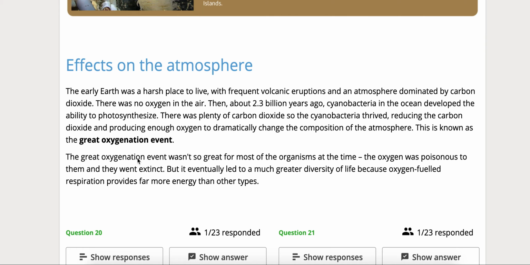The Great Oxygenation Event wasn't so great for most of the organisms at the time. The oxygen was poisonous to them and they went extinct. However, this eventually led to much greater diversity of life because oxygen-fueled respiration provides far more energy than any other types.